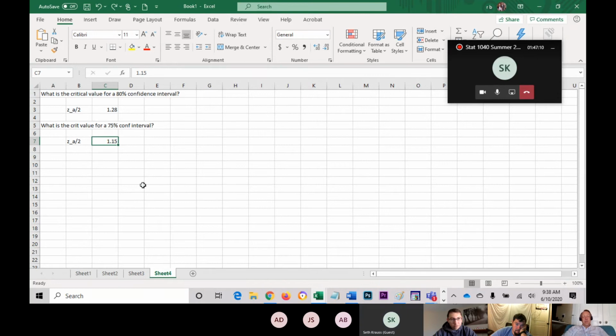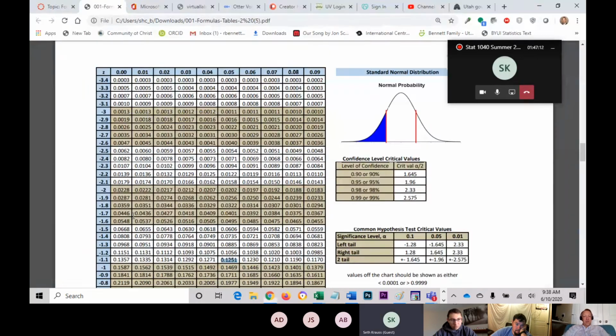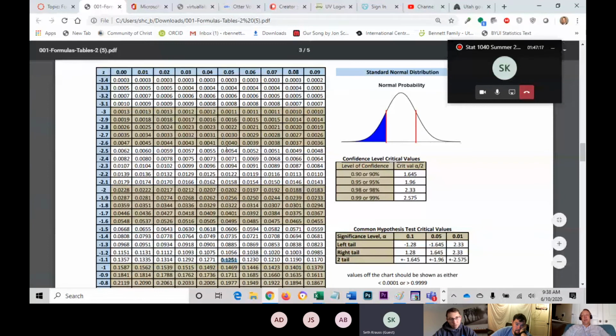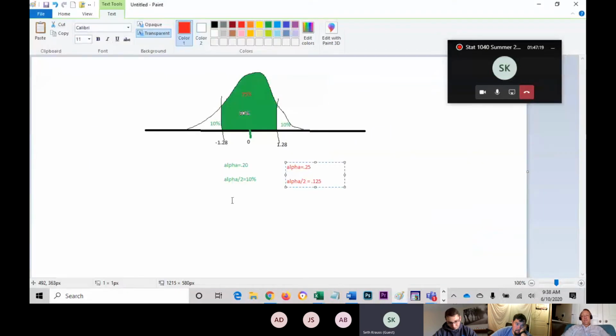Normally we don't worry about that. But we actually found the negative 1.15, and we're going to do the positive 1.15 as well. Okay. So are you good, Janie? Yep, that makes sense. Okay.